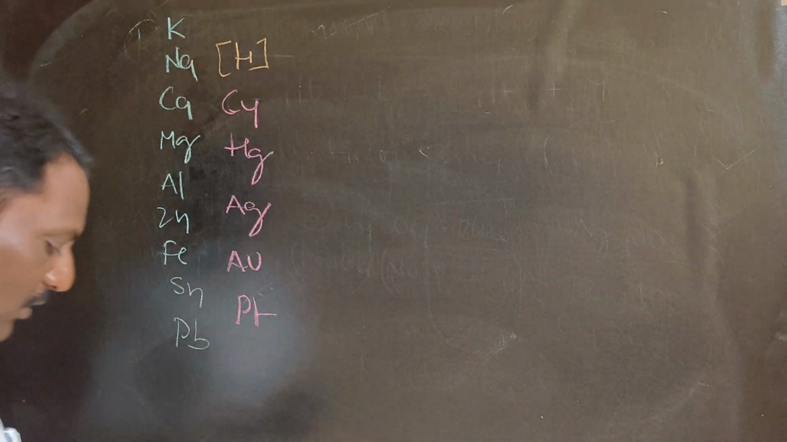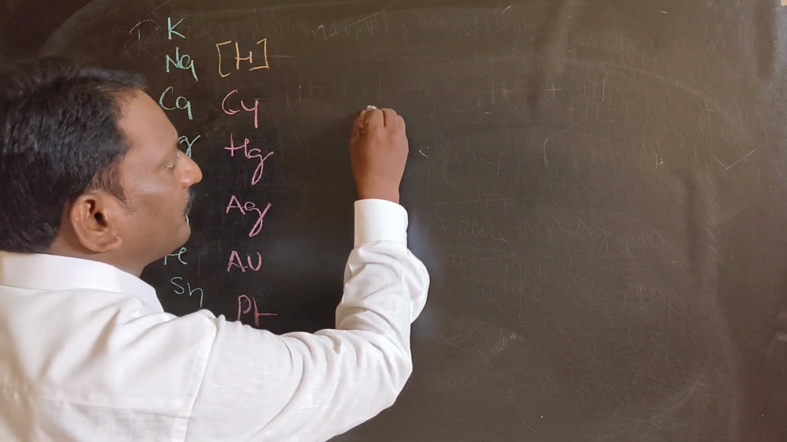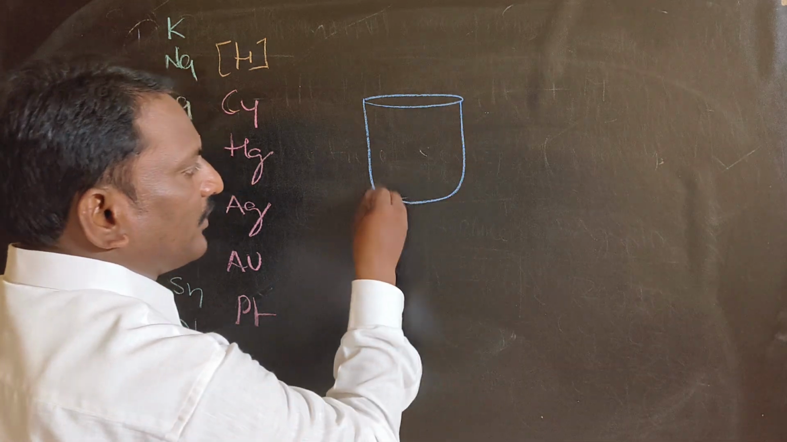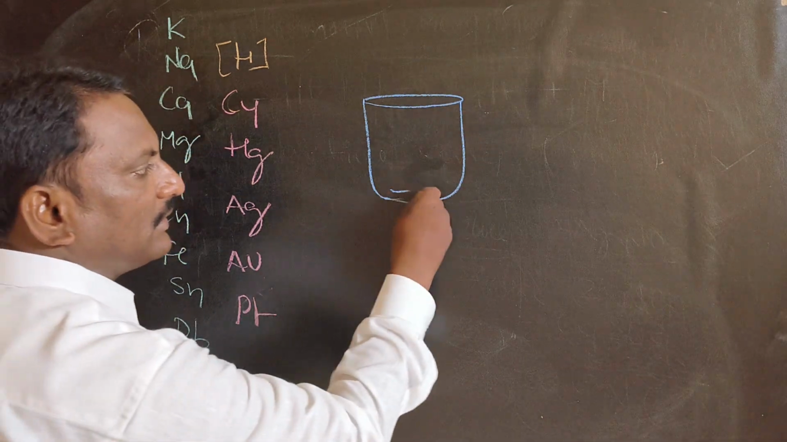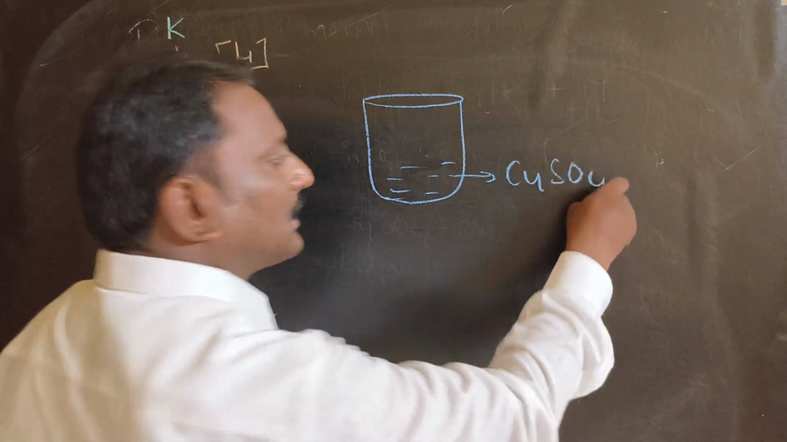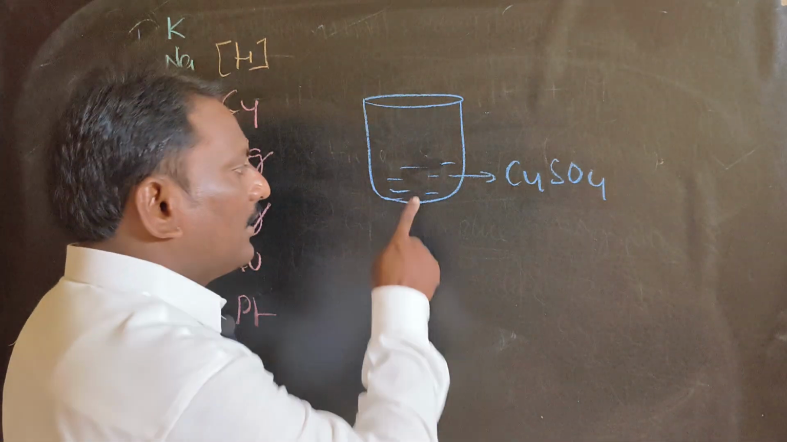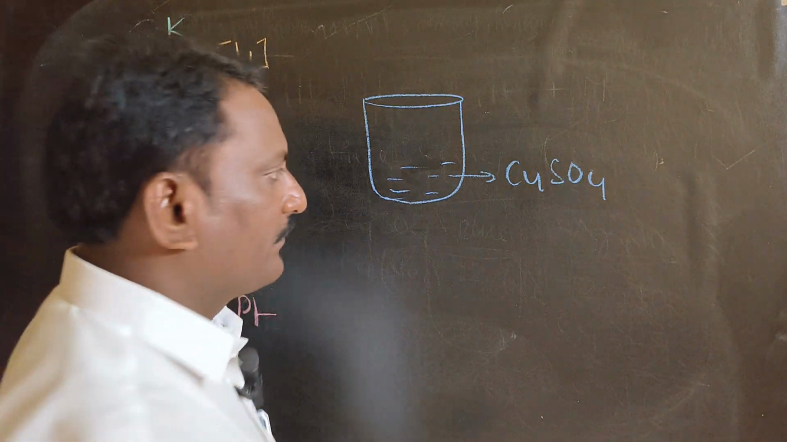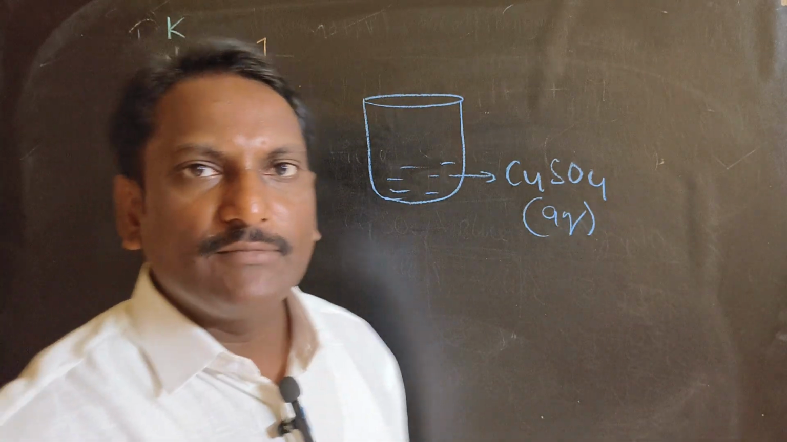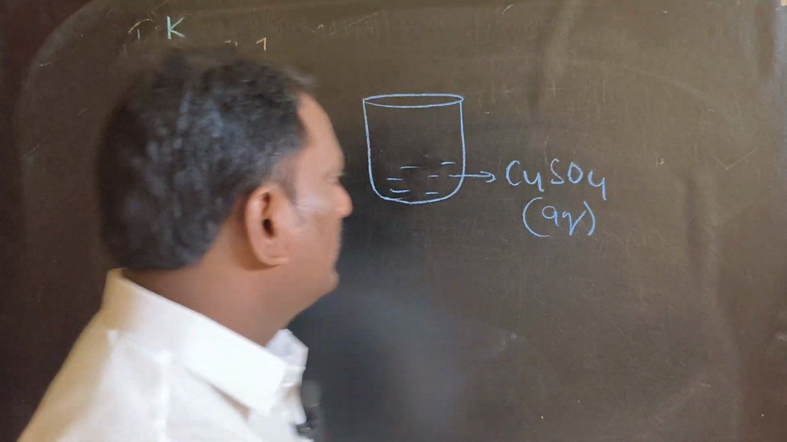Right. Now let us take a very simple example. Take a few ml of aqueous solution of copper sulfate, CuSO4, in a beaker as shown in the figure. Aqueous solution. I said so many times, copper sulfate is also called blue vitriol.